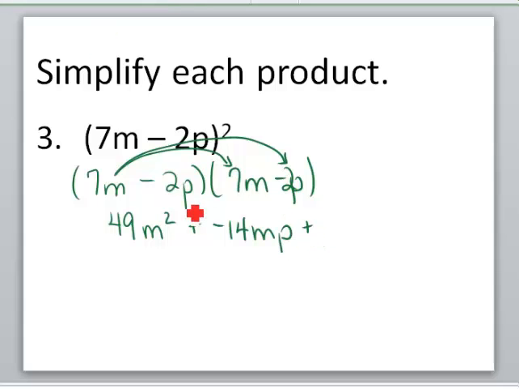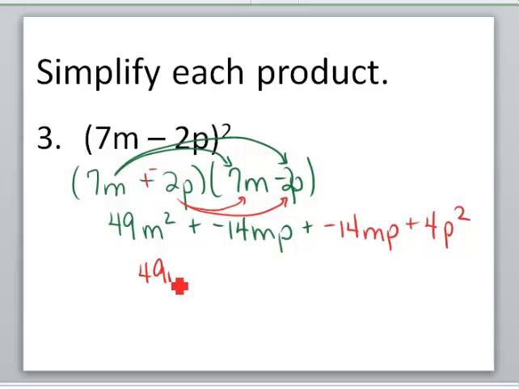Now I'm going to distribute my negative 2 through. So I have a negative 2 times 7, which is a negative 14mp. And then I have a negative 2p times a negative 2p, which would be negative 2 times negative 2, positive 4. P times p is p squared. So I end up getting 49m squared. Negative 14 and negative 14 gives me negative 28mp. And then I have plus 4p squared.